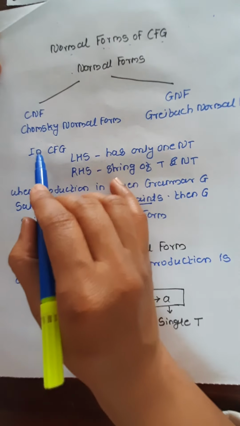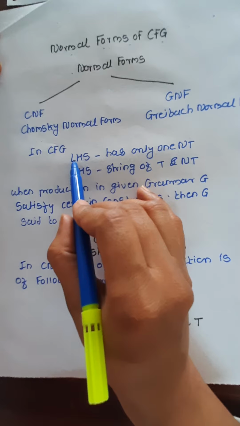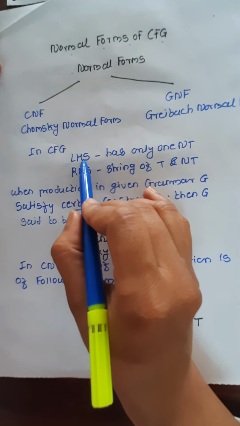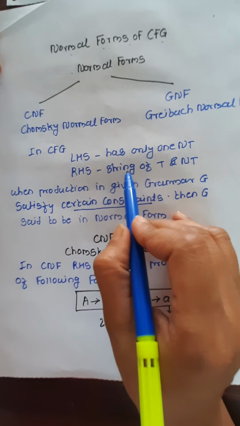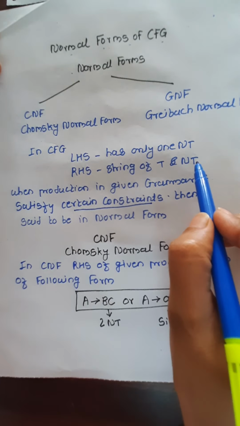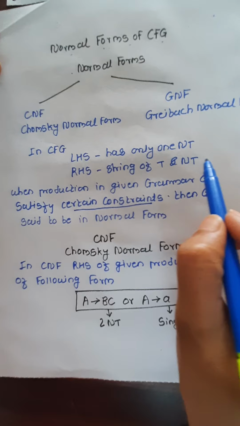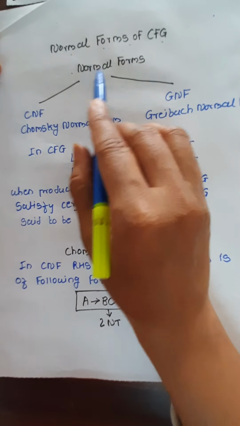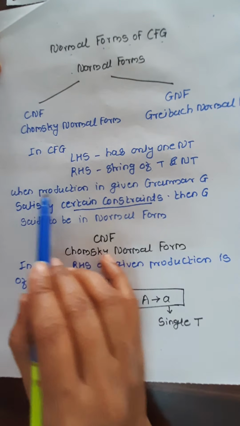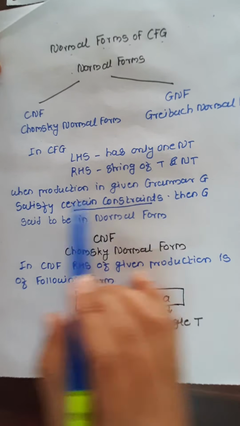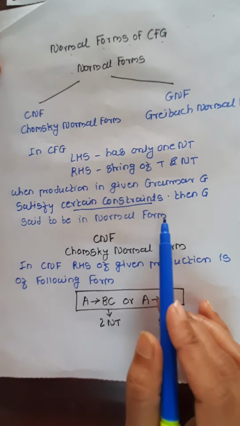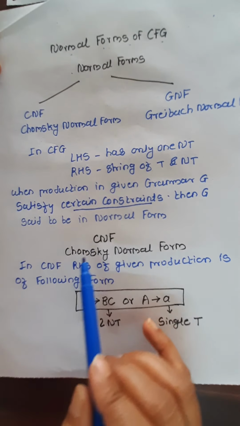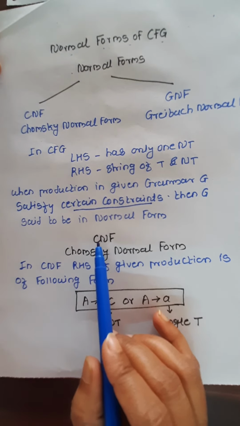Fine. Generally in CFG there is a restriction towards the LHS. The LHS has only one non-terminal and the RHS has a string of terminals and non-terminals, meaning a combination of terminal and non-terminal. Then what is the normal form? When the productions in a given grammar G satisfy certain constraints, then G is said to be in the normal form. Fine. So let's discuss the CNF.